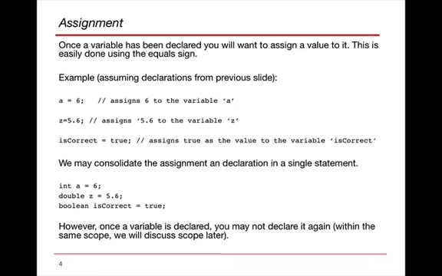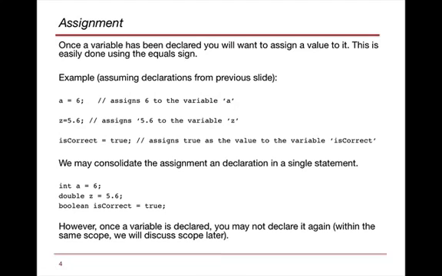If you want to use the 32-bit version of 5.6 as a float, later on we'll show that you'll just put an F after the number to denote the float. In this case, 6 is an integer, so this would actually be not a short, not a long, but the regular int 32-bit standard. So we could consolidate the declaration and assignment in a single statement: int a equals 6, double z equals 5.6, and boolean isCorrect equals true. Notice there are no quotes around this, and this would evaluate as a Boolean value. If we had put quotes in there, it would be a string.